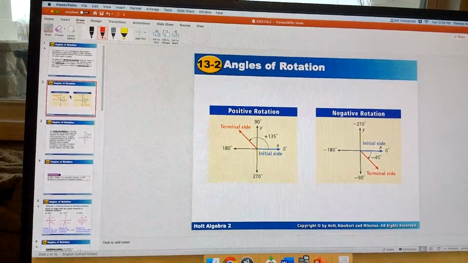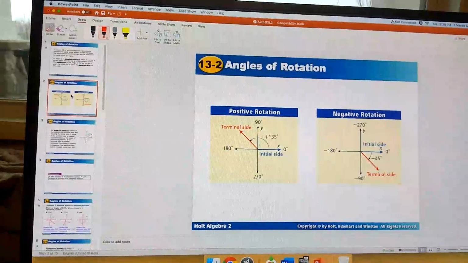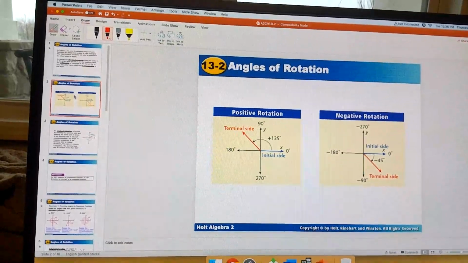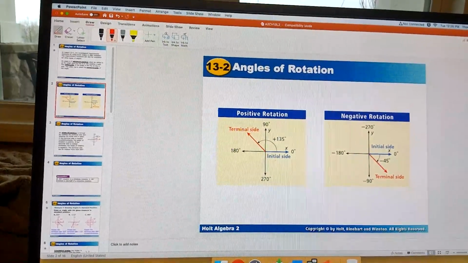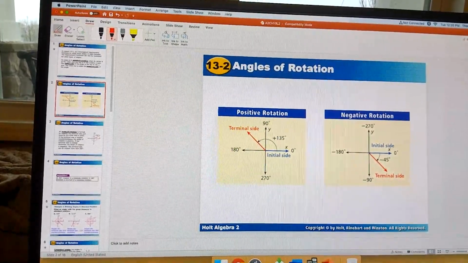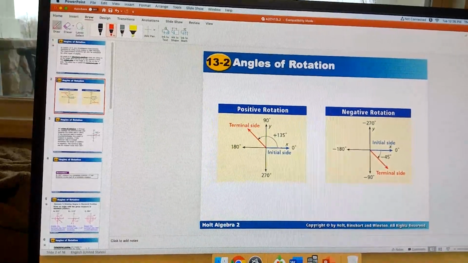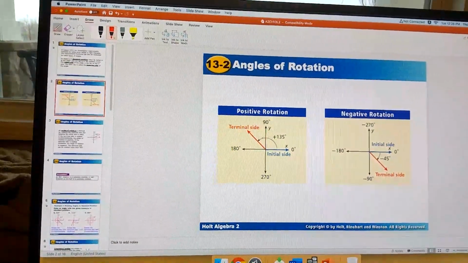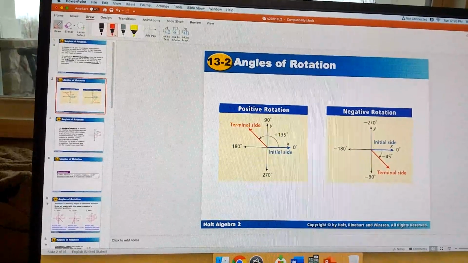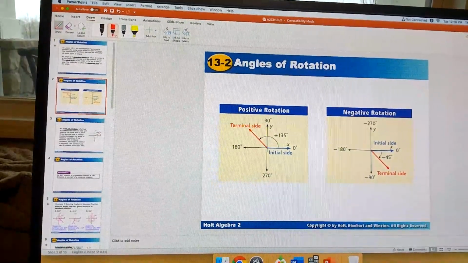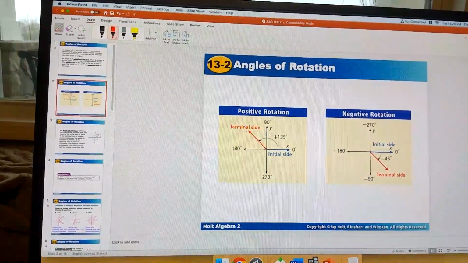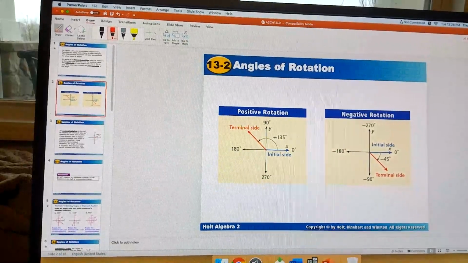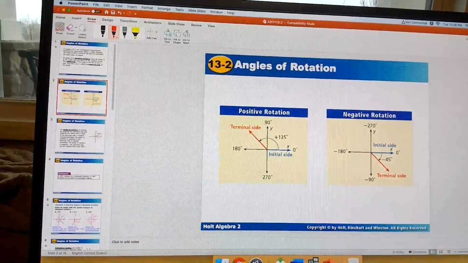All right, we're back, 13.2, and we're going to be looking at angles of rotation. Just so that we're consistent and clear on how things work, we're always going to start on that positive x-axis, and our angle is going to rotate counterclockwise if it's positive, and it's going to rotate clockwise if it's negative. And we can talk about that red side. That's the terminal side. That's where it ends. So we always start on that x-axis, and we can label our angles.